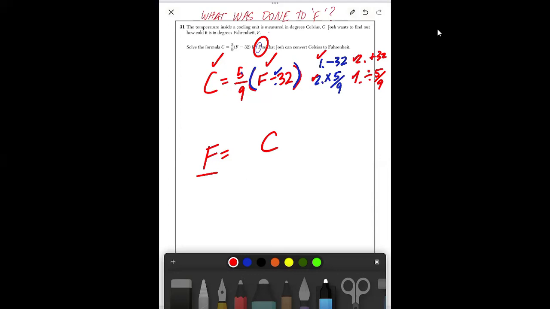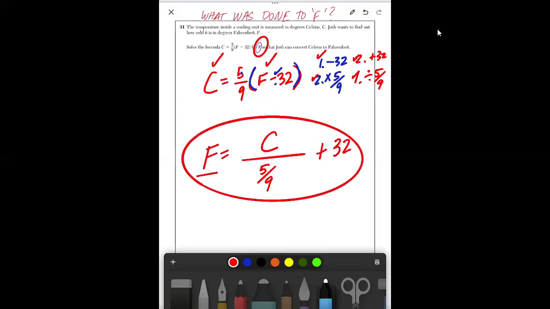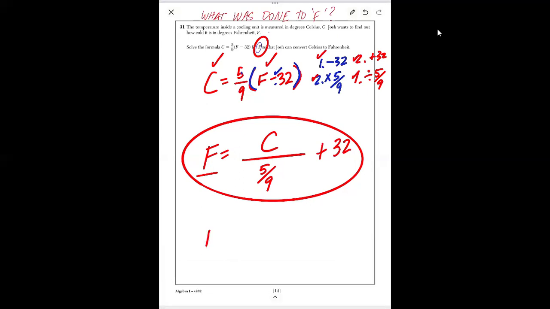So now, if you look at this, we can look at the C and we're going to divide it by 5/9. Okay? So we divided C by 5/9. Now, the next thing we're going to do is just add 32 to it. And this is the answer. Now we've got F equals C divided by 5/9 plus 32. Again, you can simplify this if you wanted to. You don't have to. This will be 9/5 C plus 32. But these are equivalent.